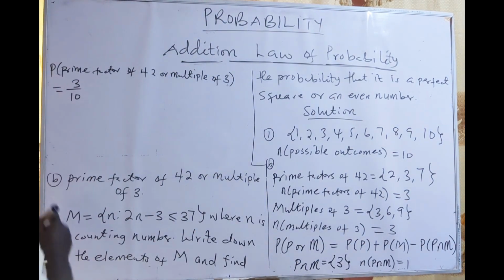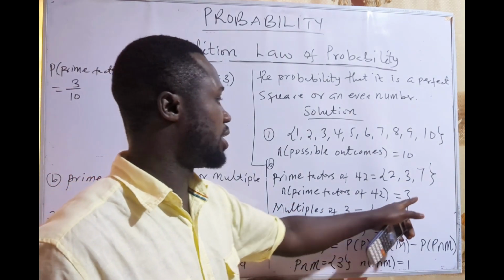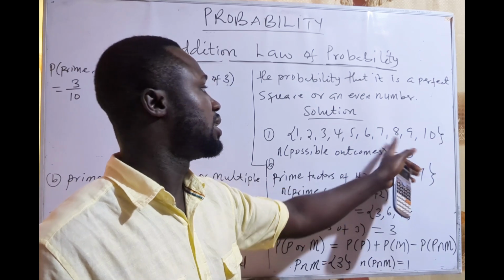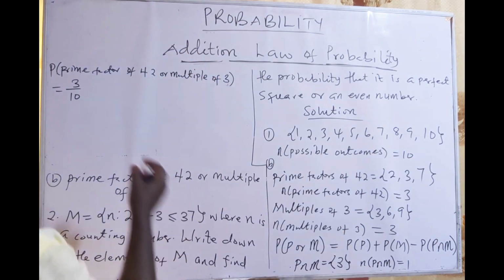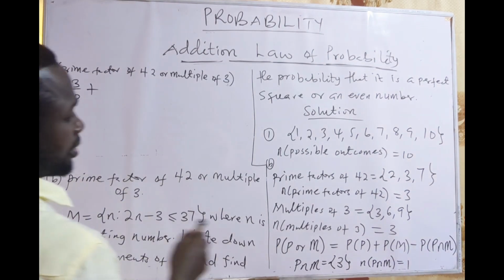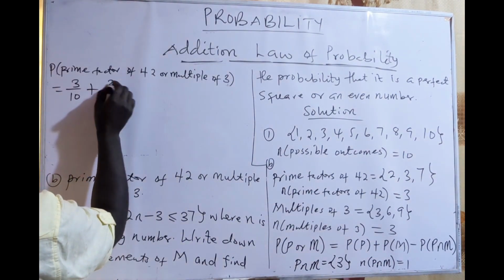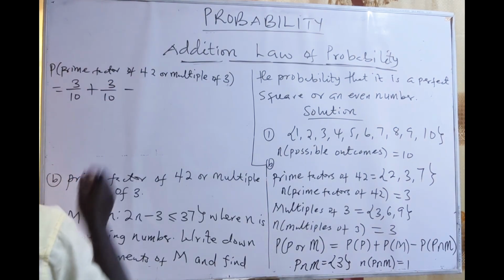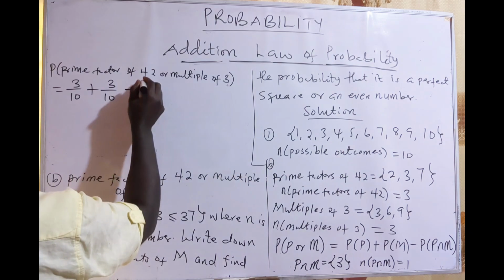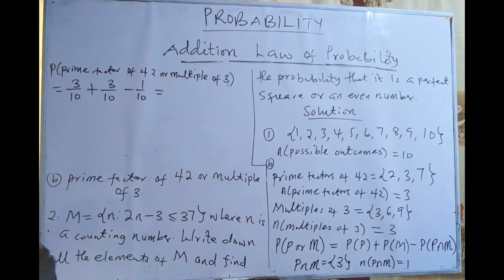The whole set is what? Is 10. So probability of prime factors of 42 is 3 out of the 10, the number of possible outcomes we have here. Plus probability of multiples of 3. How many are also there? They are also 3. So 3 out of 10, minus the intersection. There is intersection between these two sets. So minus 1 over 10. Alright. So that can give us our answer.